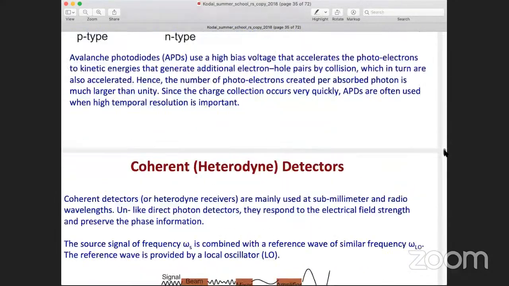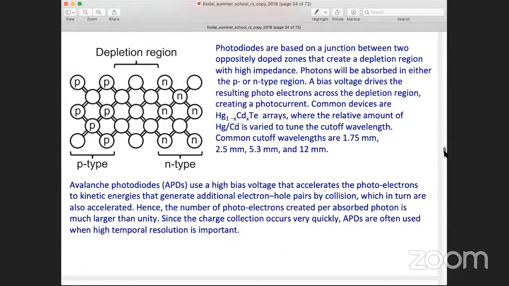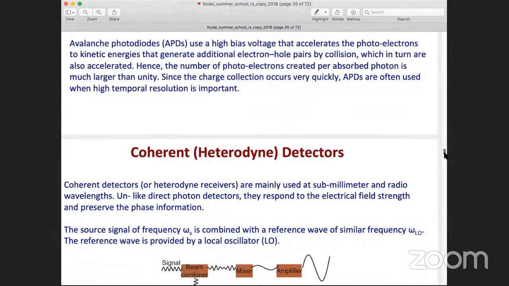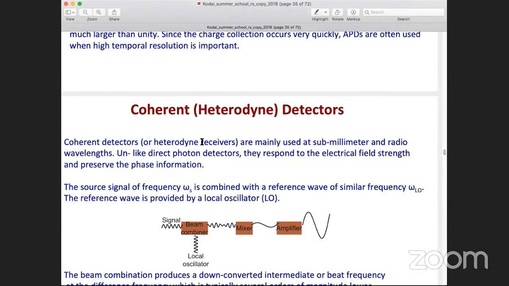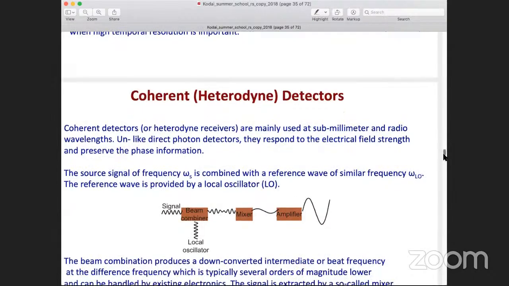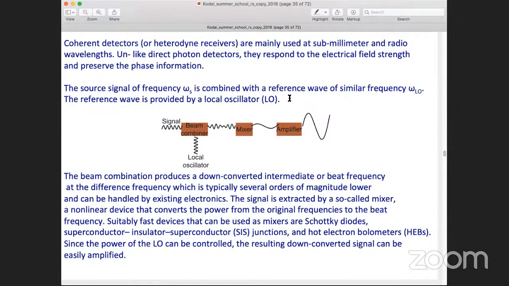Now, as I mentioned, these are detectors in the optical and infrared region. In radio wavelengths, we directly detect the electric field. Coherent detectors, heterodyne receivers, are used in submillimeter and radio wavelengths. Unlike direct photon detectors, they respond to the electric field strength and preserve the phase information. So what we have is a signal from the source, and there is a local oscillator. Then you combine the two, and you get the beat frequency, some different frequency. Then you separate the signal using a mixer, and you amplify.